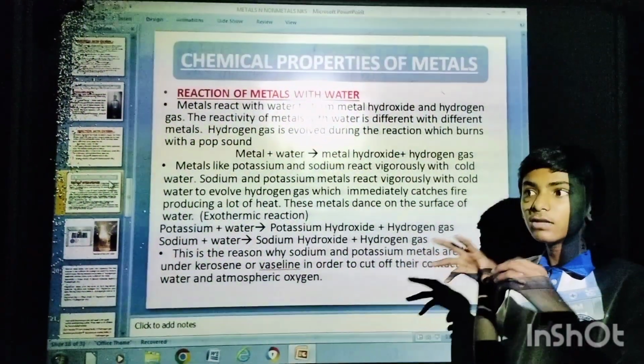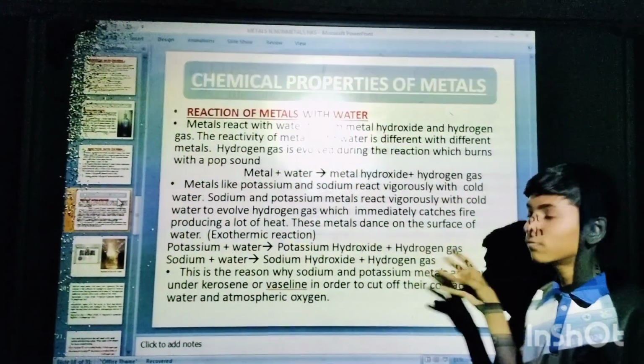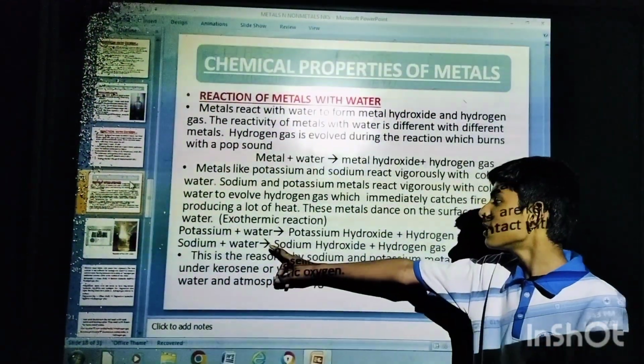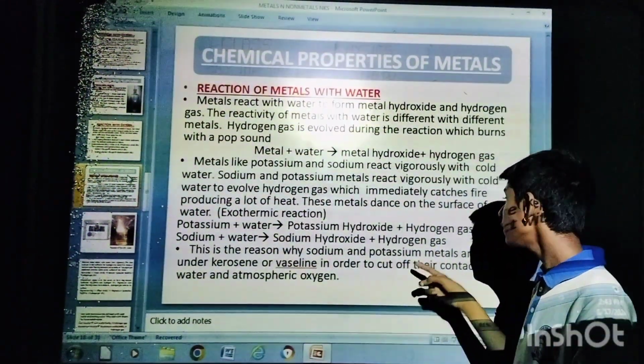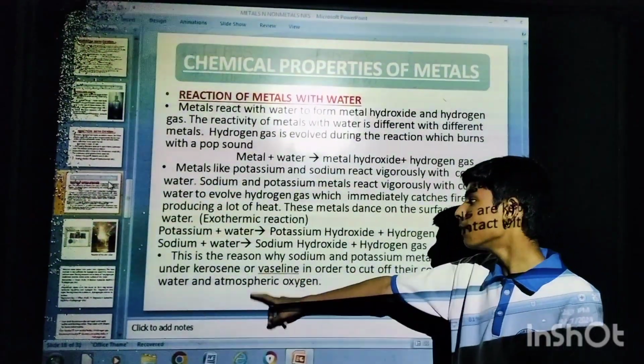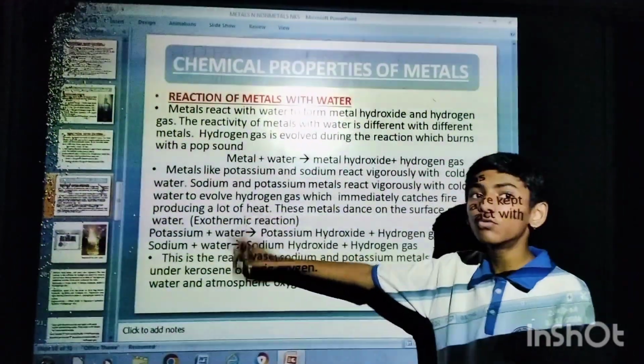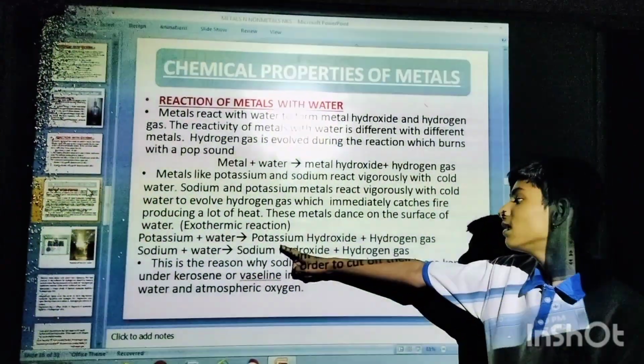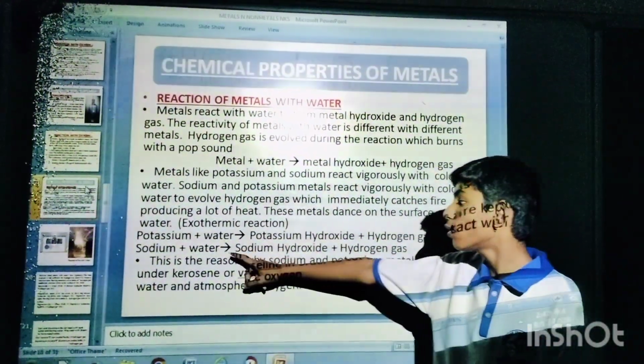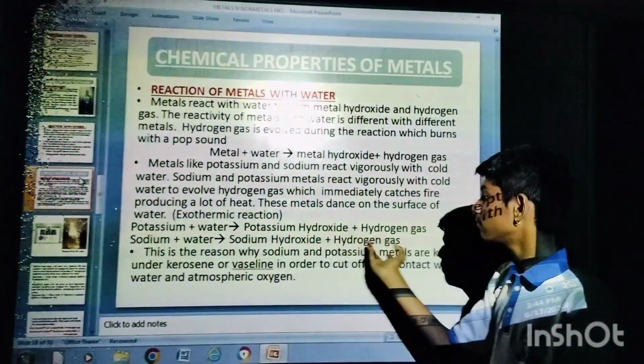It means they are in an unstable position. Potassium plus water gives potassium hydroxide plus hydrogen gas. Sodium plus water gives sodium hydroxide plus hydrogen gas. If cold water is mentioned, we can say potassium hydroxide. If it is not mentioned, we can say both.